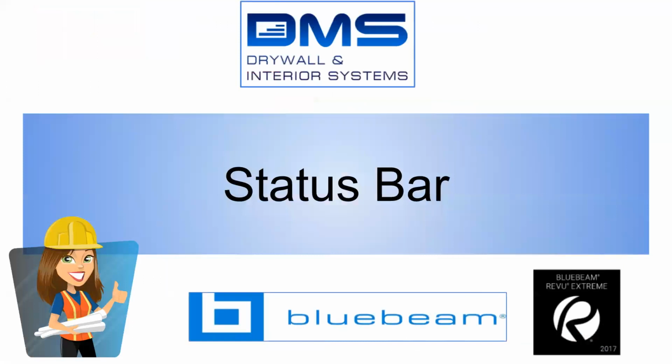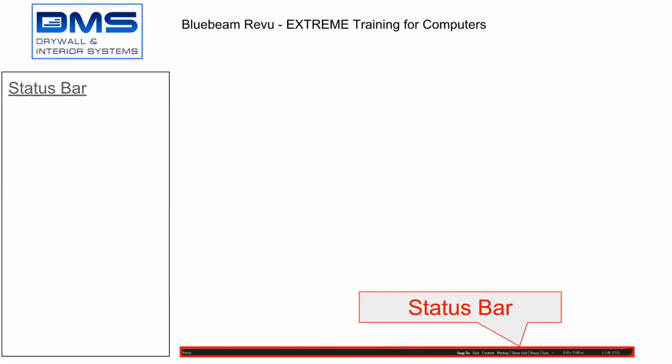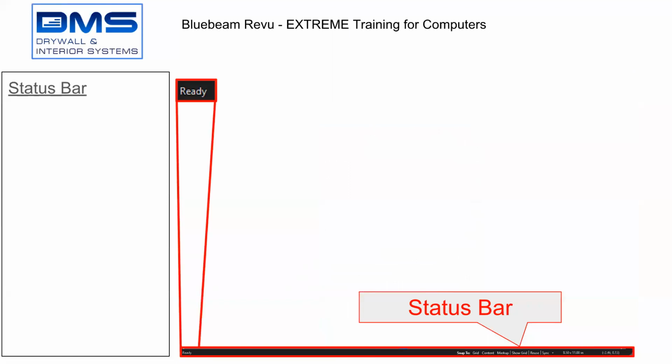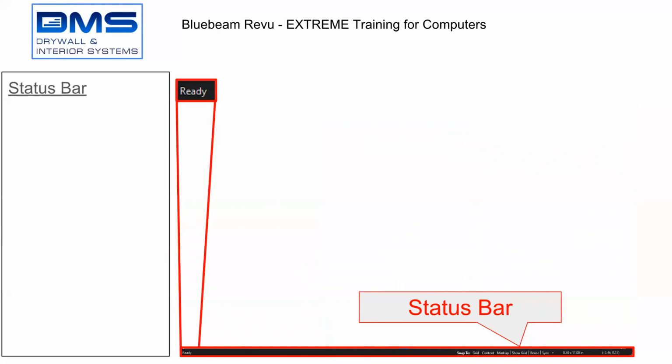So let's jump now into the status bar. Some of you may or may not have your status bar turned on, but the status bar is the very, very bottom bar. If you can see it down at the bottom, it says Snap To and Content and Markup. We're going to zoom in on it.